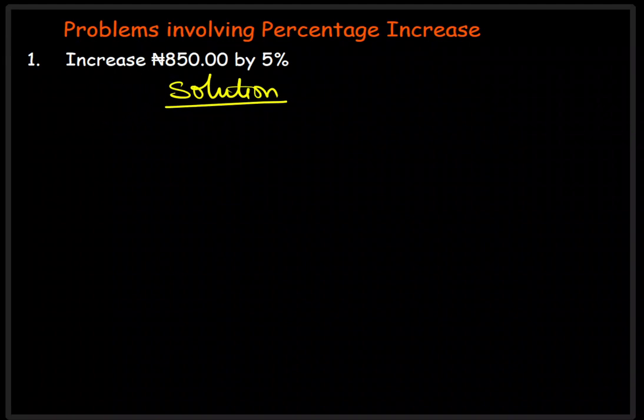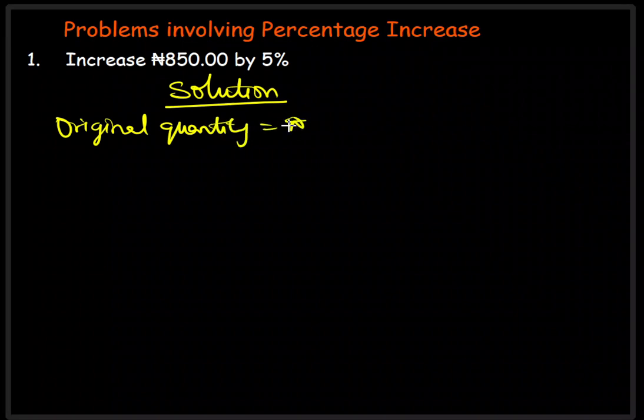Remember I said you must always be able to write out what has been given and give a description for it. The terms we did in the last class were the original quantity, the new quantity, the increment or decrement depending on the question, and the percentage increment or percentage decrement, also depending on the question. So in "increase 850 naira by 5%", the 850 naira will be our original quantity.